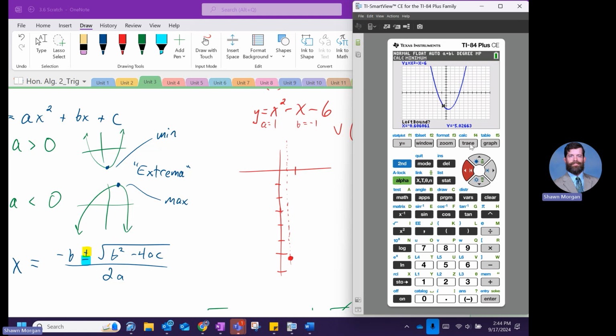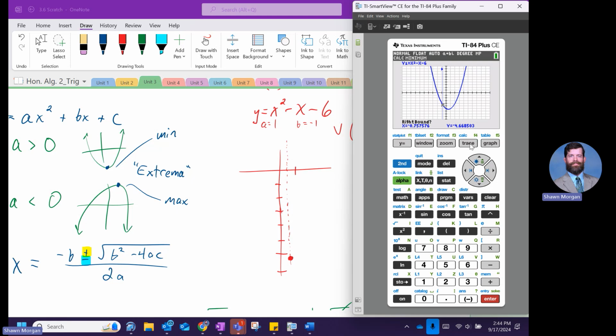And do you see where it says left bound? Look at my cursor. As I move my cursor to the left, just make sure it's somewhere to the left of your vertex. And if it is, just hit enter. What it's doing is fencing it in, and it's going to find the lowest value that's going to be to the right of that.